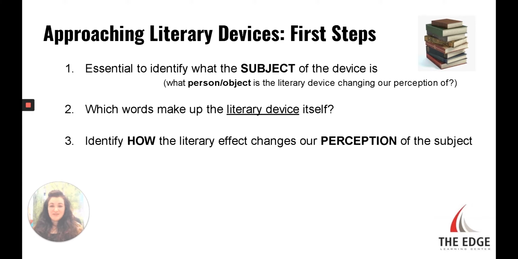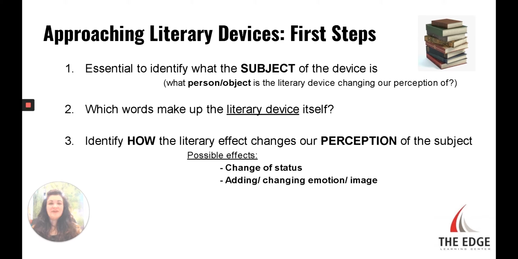The third thing to do is to identify how the literary effect changes our perception of the subject that you've identified. So how does the application of, for example, sibilance to a person change the way that we perceive him as the reader? Literary devices can, of course, have many effects and change the way that we see the object or the person that it's acting on in many ways. And so when we're looking at effects, we're always trying to discuss the following things. Does it affect the status of the thing being discussed? Does it make it more important, less important, more dangerous?